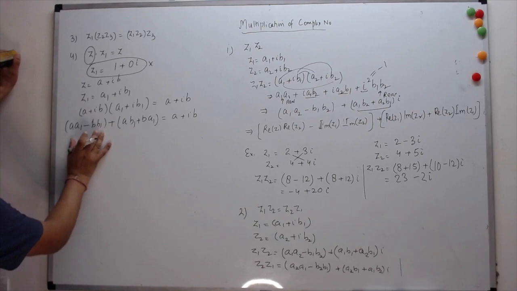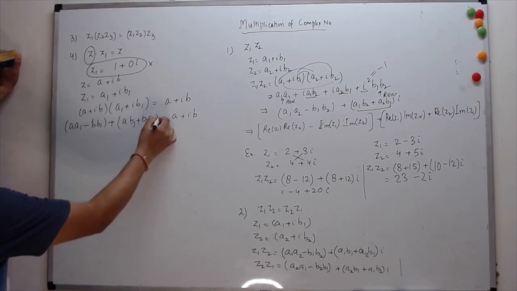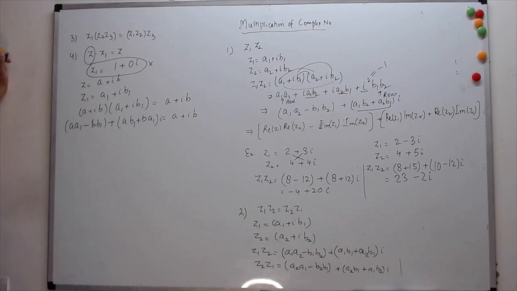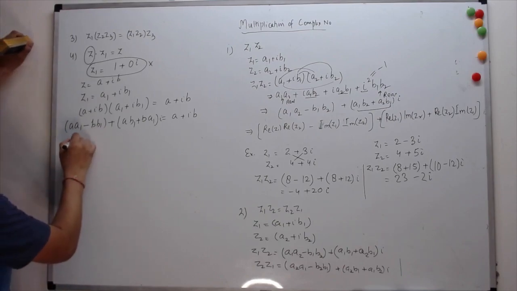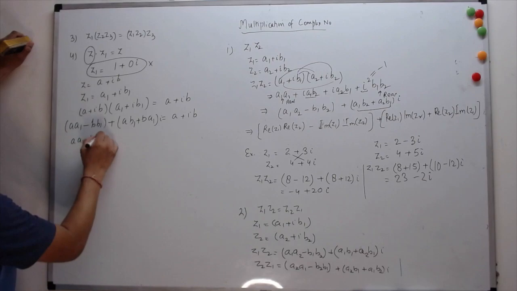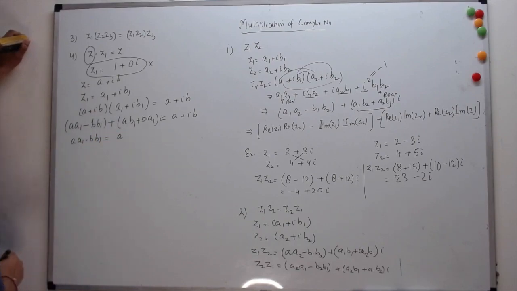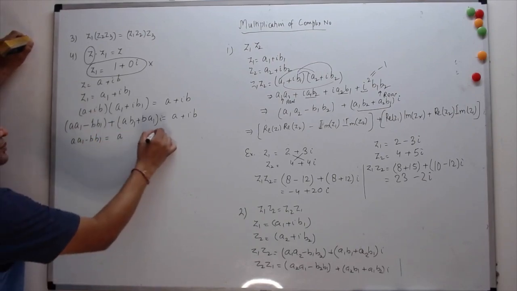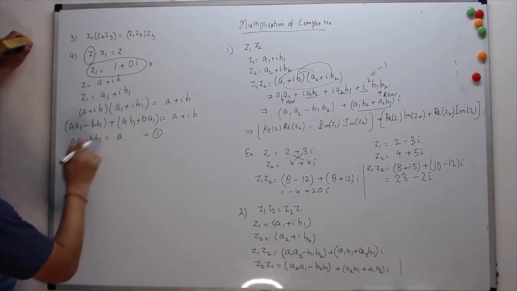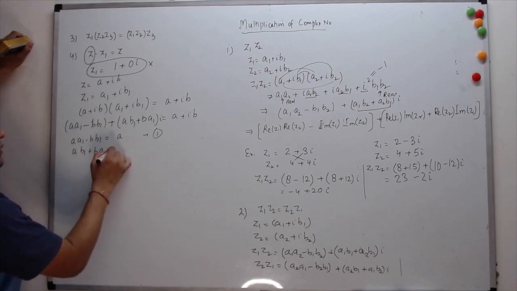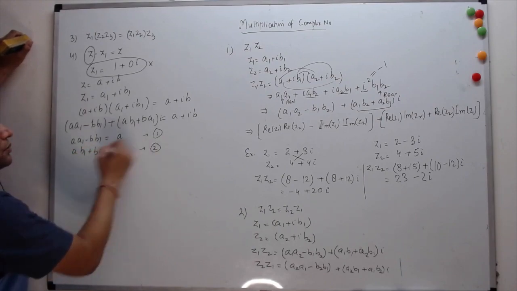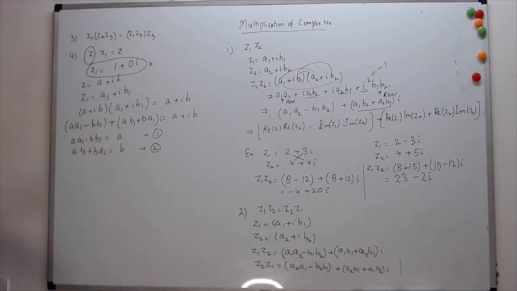Now if you compare two complex numbers, we know that two complex numbers can only be equal when the real and imaginary parts are equal. That means a a1 minus b b1 is equal to a. That's one. And using the second one, I can say that a b1 plus b a1 equals b. That's 2.